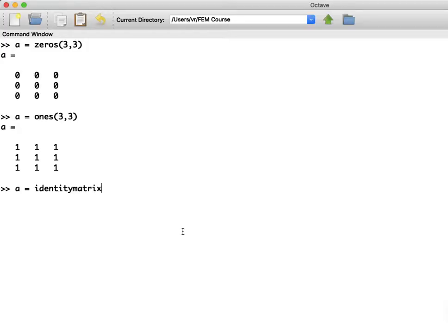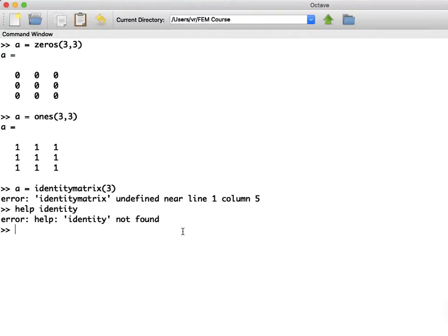identity matrix. I am not sure if the syntax is correct. Let me just check this. No, so here, okay, so fine, so let's say you defined it as something. Now, this is for initialization purpose.